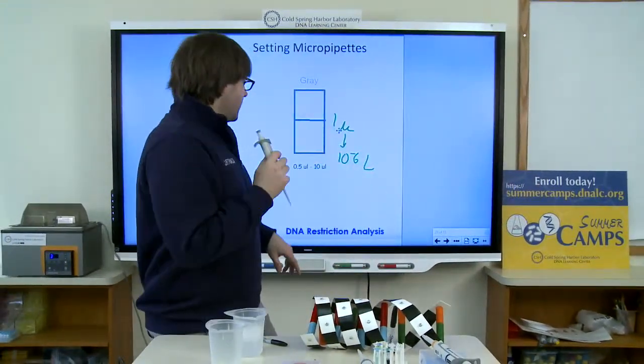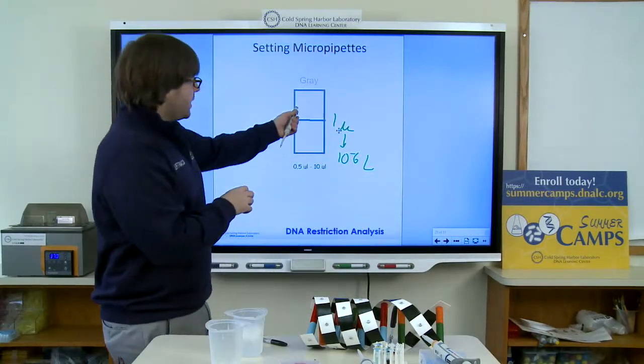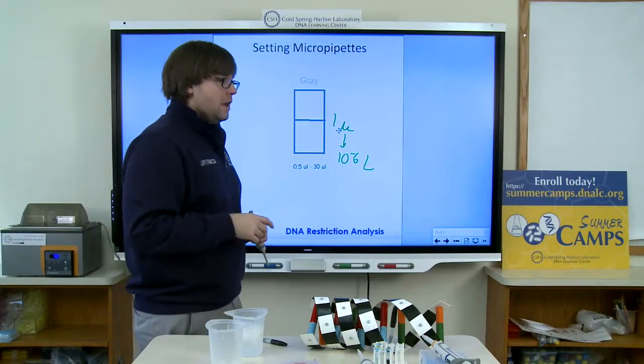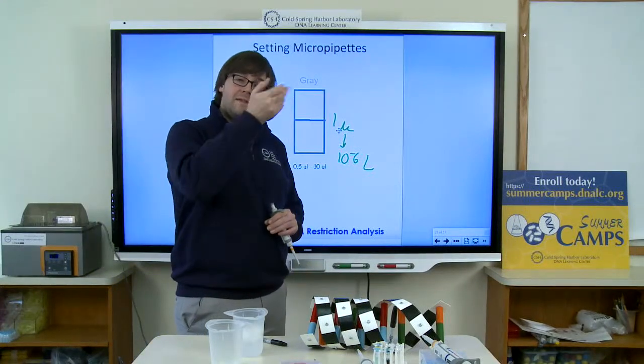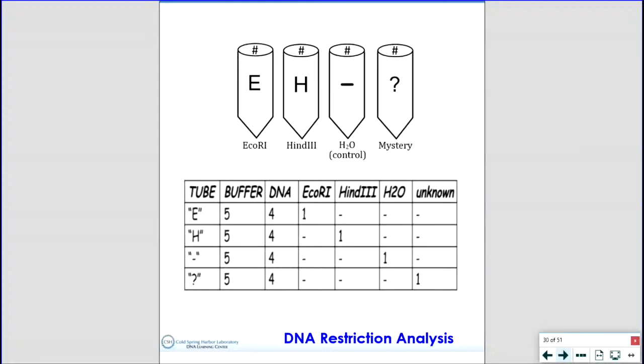But anyway, we are going to be measuring with the gray pipette. Those 4 numbers on the outside range between 0.5 and 10. For this first part of the experiment, we're going to be setting up the experiment that you see in the table below. All of the numbers in the table represent measurements in microliters.